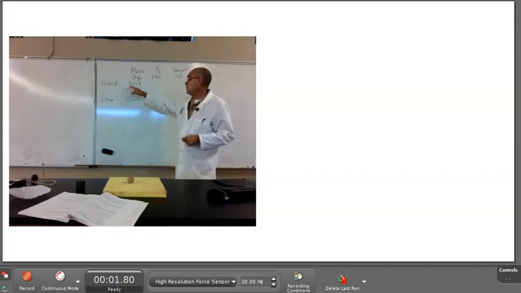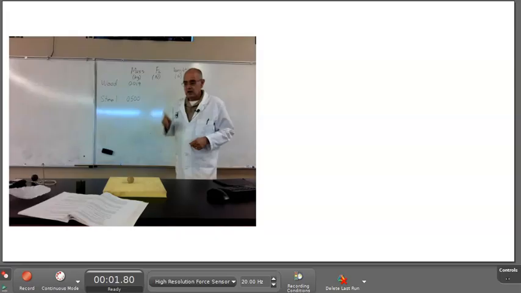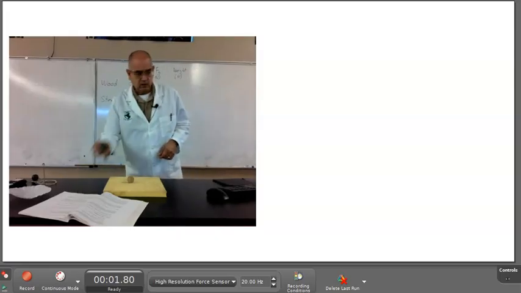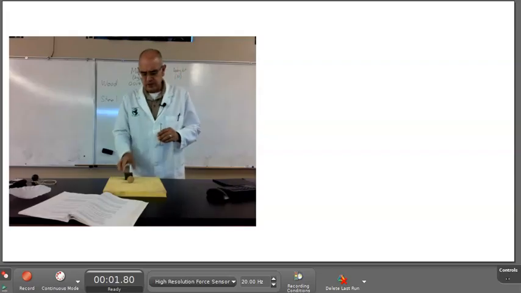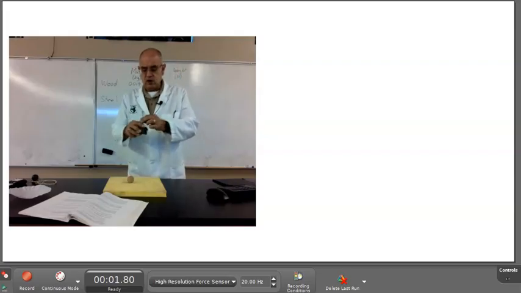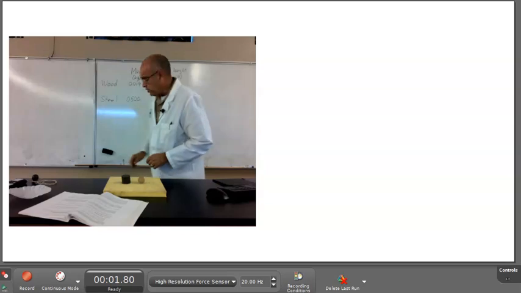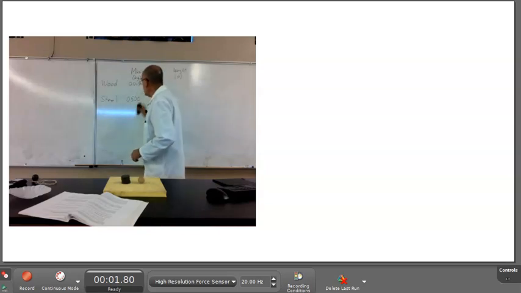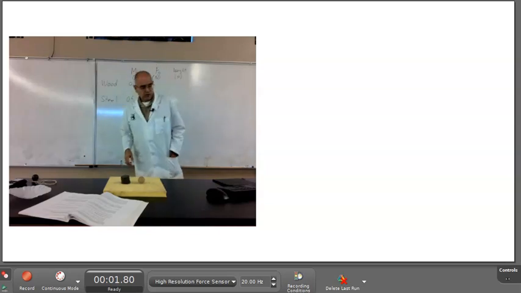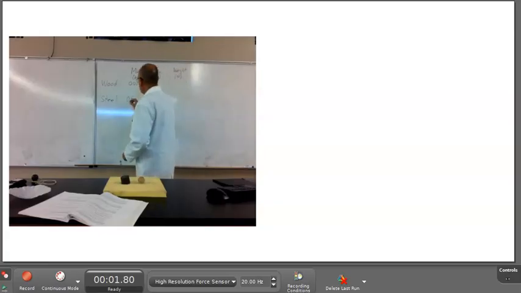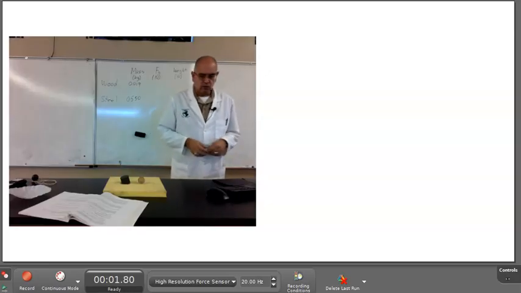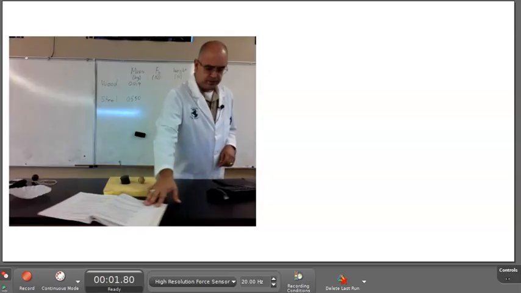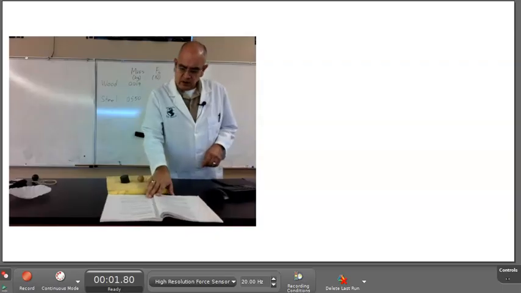0.019 kilograms for the wooden ball. For the steel ball, I'm going to use this 50-gram mass holder in order to hold it up, and you'll see why in a moment. That's going to change the mass of my steel ball from 500 to 550 grams, or 0.55 kilograms. All right, so that's our measurement.